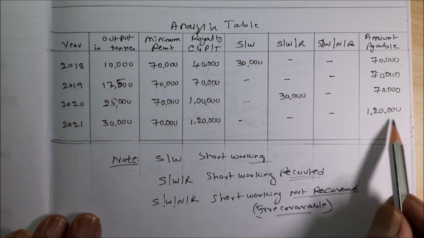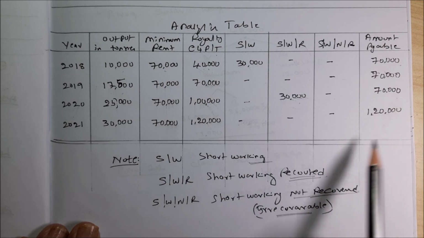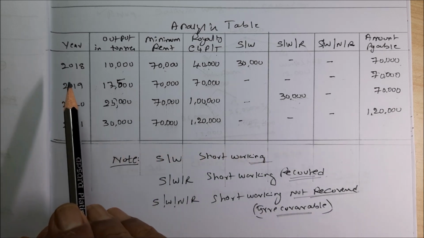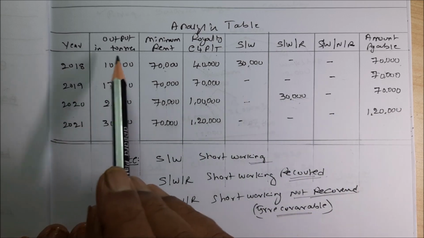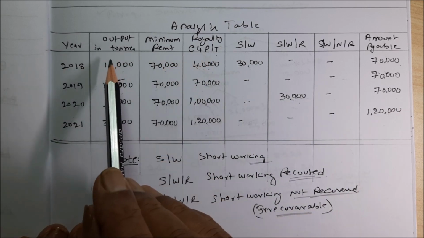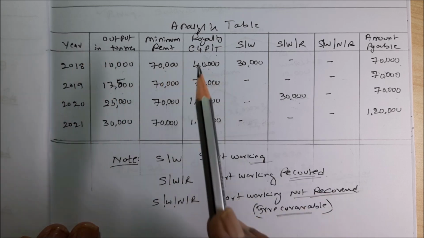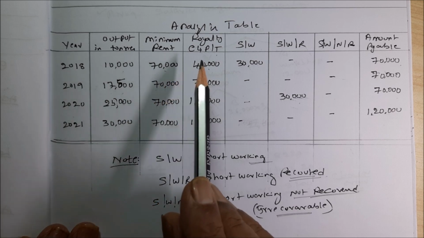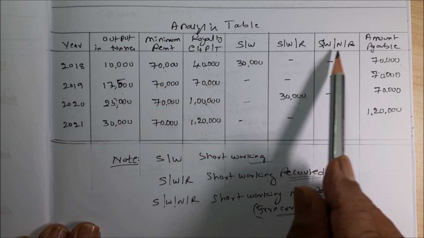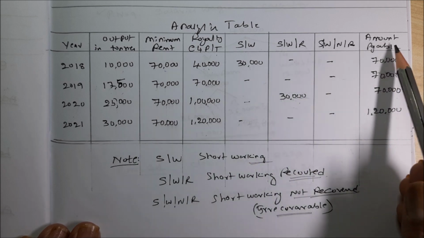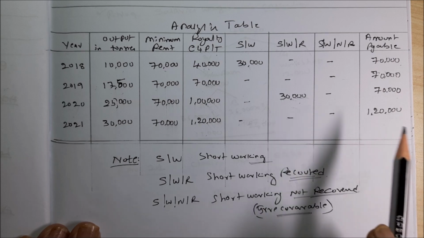You have to prepare in a similar fashion for all problems when you get royalty. That is 8 columns: 1, 2, 3, 4, 5, 6, 7, 8. That is year, output, minimum rent, whatever it is. Output or sales, turnover, whatever has been given, on which term they are going to pay royalty. Royalty, short working, SWR short working recouped, SWNR short working not recouped, and amount payable to whom? Amount payable to the landlord. So this is how you have to prepare.